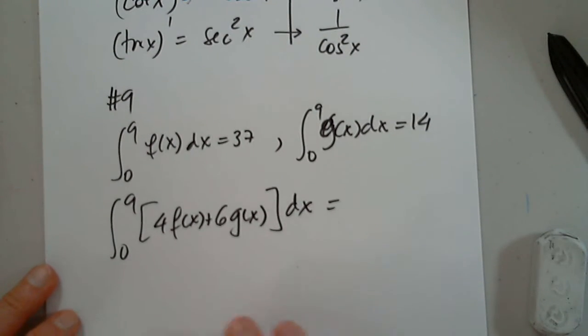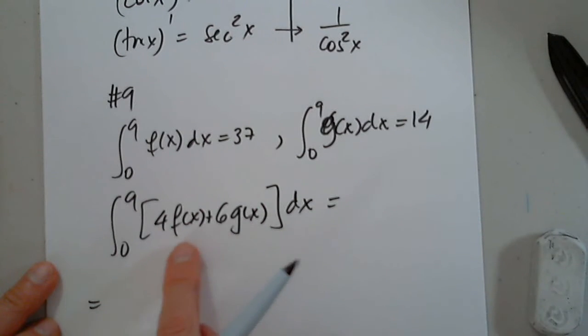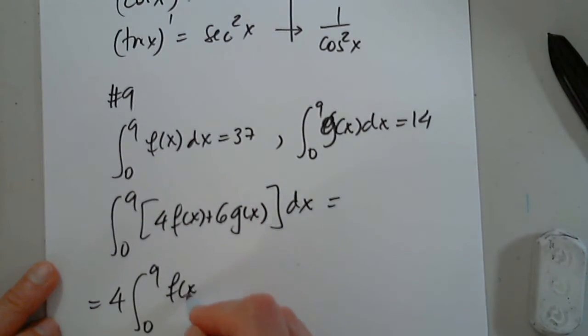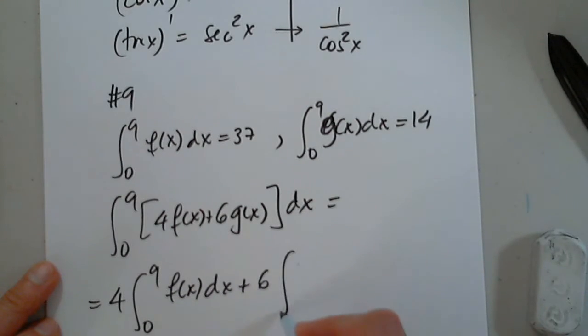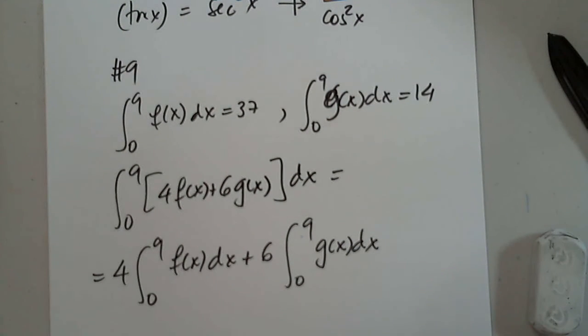Okay, by the properties of the definite integral, we know that the integral of the sum of two functions will be 4 times the integral from 0 to 9 of f of x dx, plus 6 times the integral from 0 to 9 of g of x dx. This happens with limits. This happens with the summation notation. This is the same property over and over.